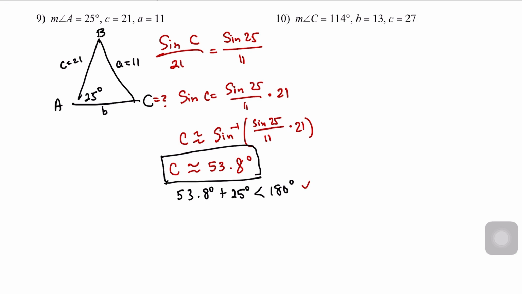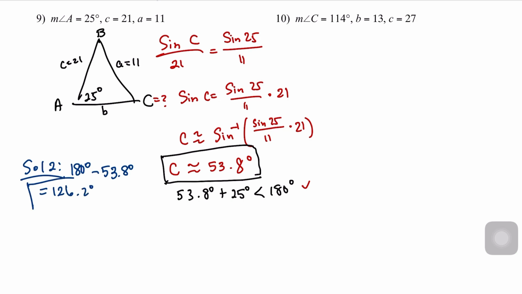Now, the goal here is to see if there's another possible angle, a solution to what C could potentially be. In order to do this, you just take 180 and subtract the current answer that you just obtained. That's 53.8 degrees. So if we do this correctly, then that should be 126.2 degrees.